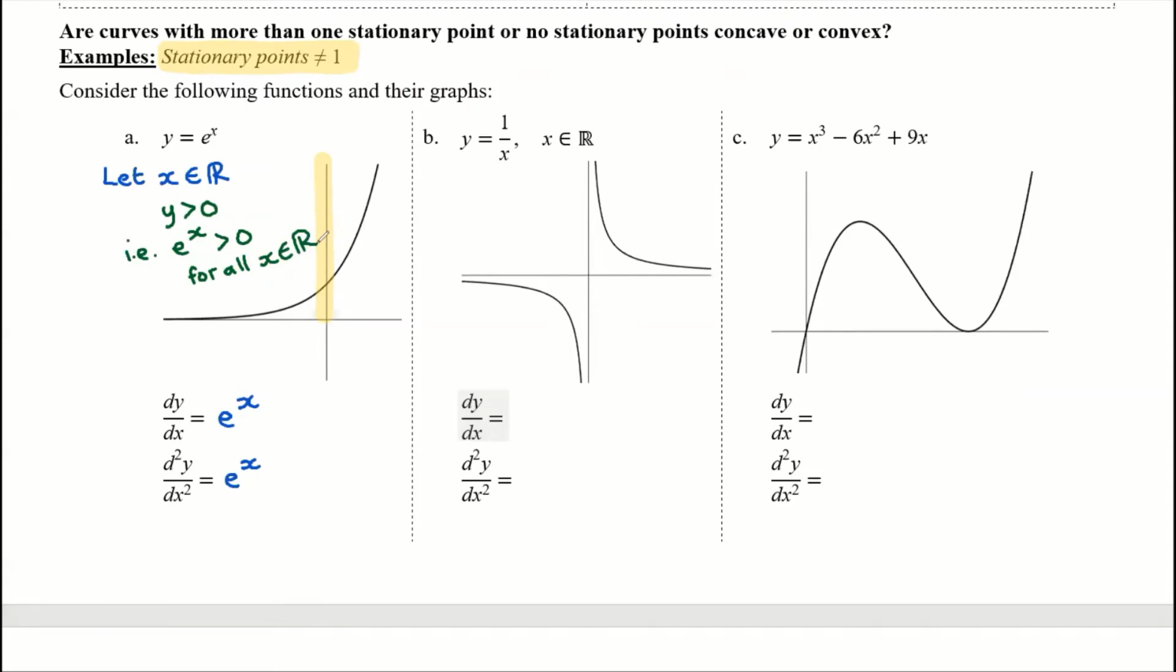So that means that my second derivative, and the first derivative, but we're focusing on this, must be positive for all x that are real. Now, if we go back to our definition, if you have a positive second derivative, well, what does that mean?